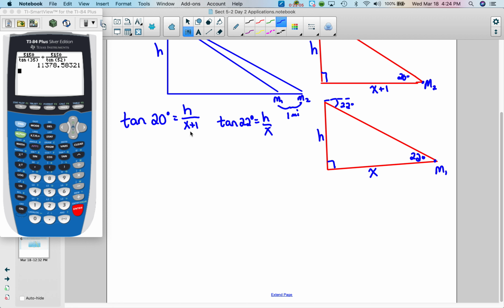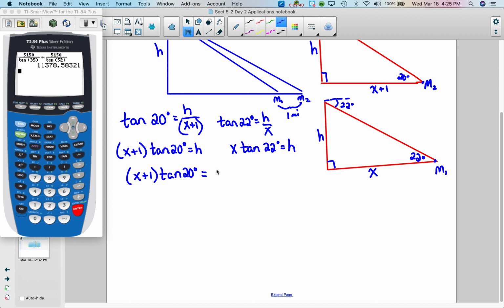But in this one, I think we're going to end up solving for x first and then go back and find h. Because when I multiply both sides, keep in mind I have to keep the x plus 1 together. So I get (x plus 1) times tangent 20 degrees equals h. And over here I get x tangent 22 degrees equals h. Now they're both equal to h, so I can set them equal to each other. I'm going to have (x plus 1) tangent 20 degrees, remember tangent 20 degrees is a number, equals x tangent 22 degrees.